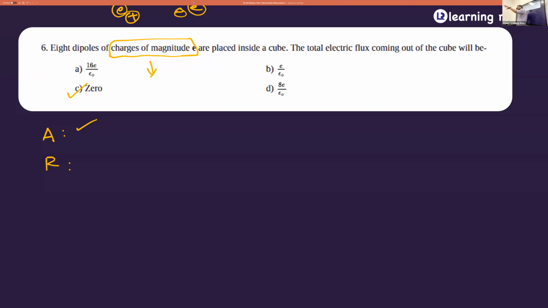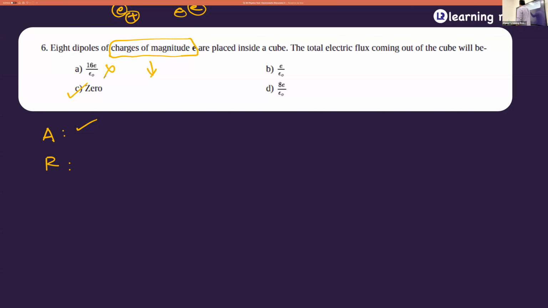So however many dipoles you place inside a closed surface, the flux will always be zero. So the answer is zero. All these things are given only to confuse you. You know what will happen? Some of them will start adding these two charges. So 2E multiplied with 8, 16E, so they will think there is the answer. That is one common mistake.